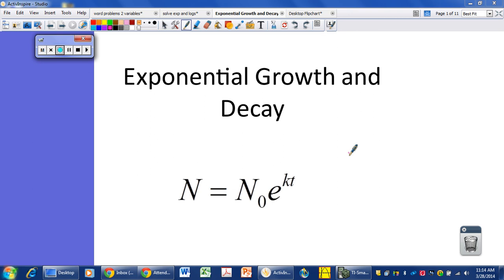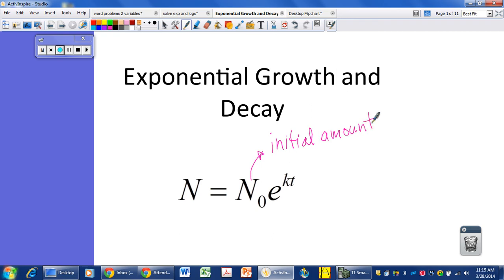Today we're going to be talking about how to solve exponential growth and decay problems. They're all word problems, and here is your general formula where n sub 0 is your initial amount, how much we start with, I-N-I-T-I-A-L, your initial amount of anything.